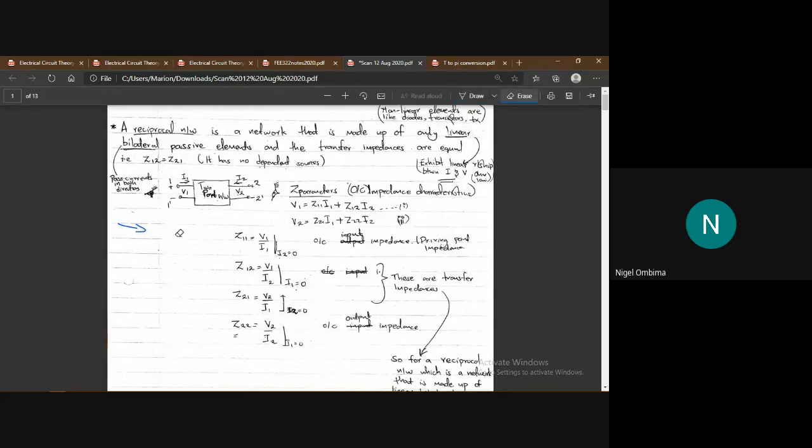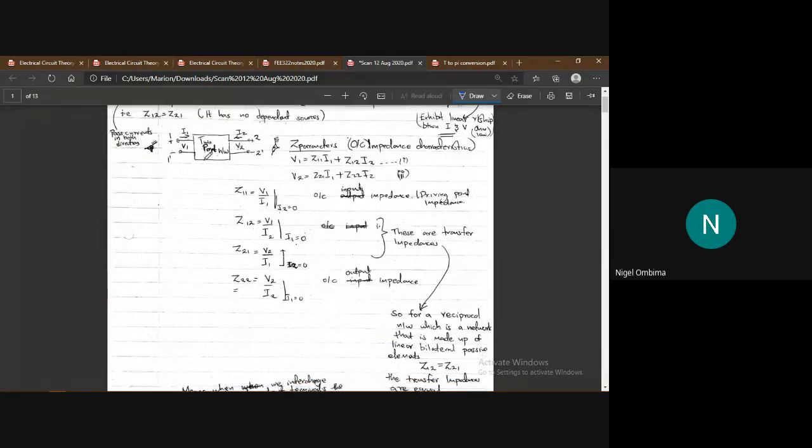Those are passive elements. The opposite of passive elements are active elements: active sources, voltage sources and current sources. And the transfer impedances are equal to Z12 and Z21. So for any Z parameters, I took the liberty to draw a two-port network here.